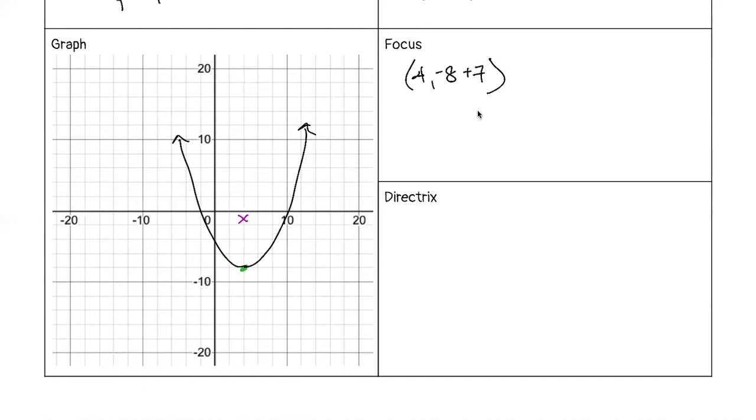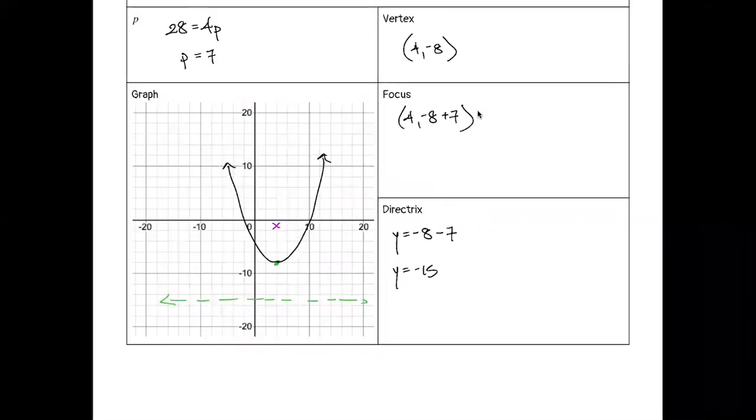All right, let's count down 7 for the directrix. 2, 4, 6, 7. All right. So we know it's a horizontal line, so y equals, and then we take -8 and we subtract that p-value. And we get a directrix at y equals -15. Okay?